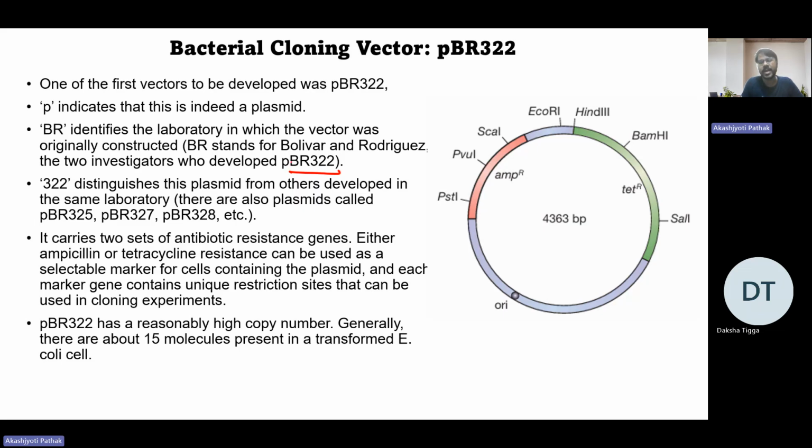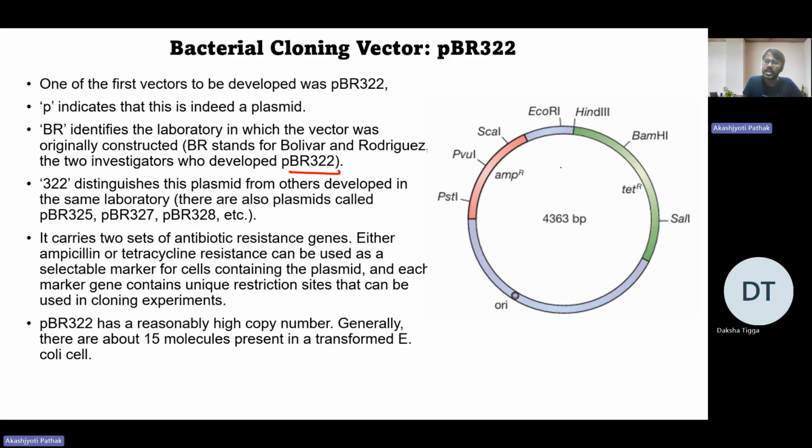P stands for plasmid. BR stands for the laboratory in which it was designed or constructed, synthesized, not discovered. And 322 stands for the strain number. So there are different types of plasmid: 322, 325, 327. Now this pBR322 has two different antibiotic resistant genes. One is the ampicillin resistant gene, and another is the tetracycline resistant gene.